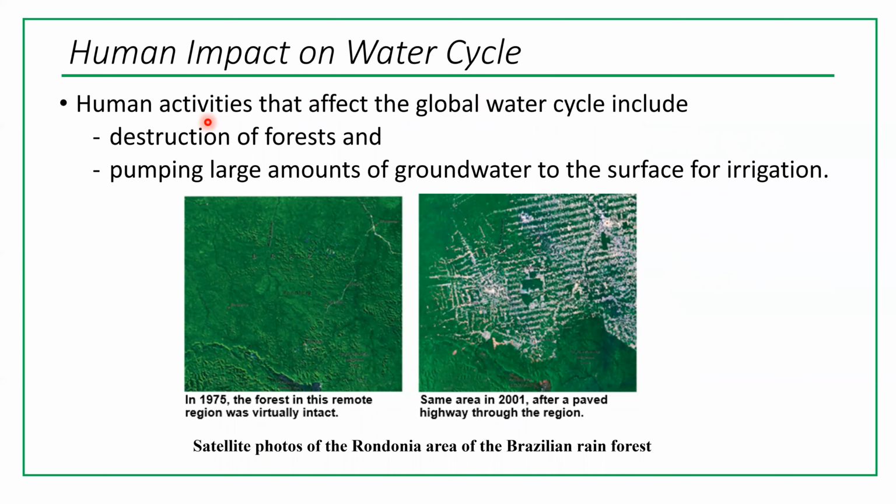Human activities affect the global water cycle, and those activities include destruction of forest and pumping large amounts of groundwater to the surface for irrigation. So here you can see destruction of the forest. This picture was taken in the same area in the Brazilian rainforest in 1975 and the same area in 2001. And you can see how the area changed.